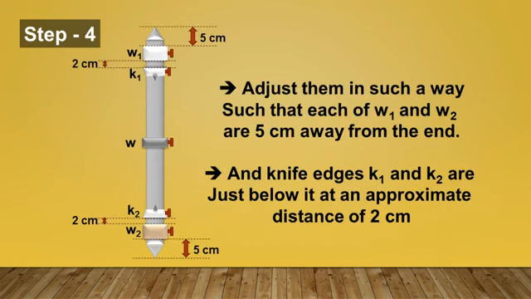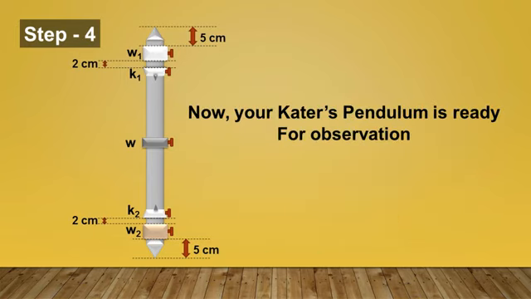Now we have moved to step 4. Adjust W1 and W2 in such a way that each of them is 5 cm away from the end. After that, the knife edges K1 and K2 are just below them at an approximate distance of 2 cm. This is the first arrangement with which you can start this experiment.